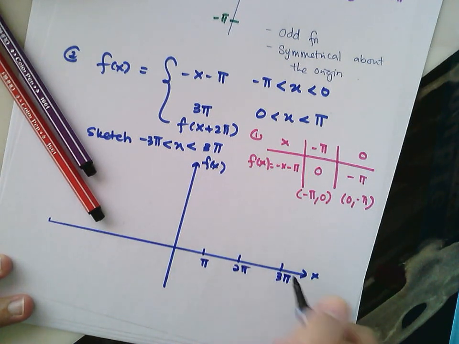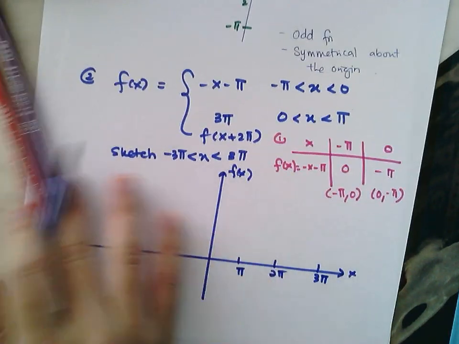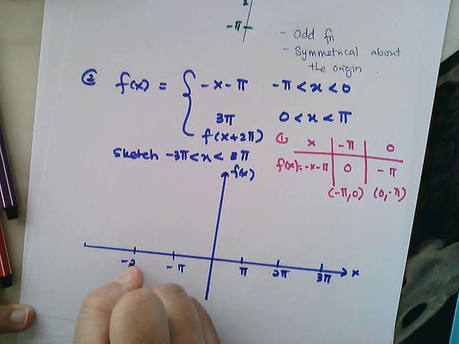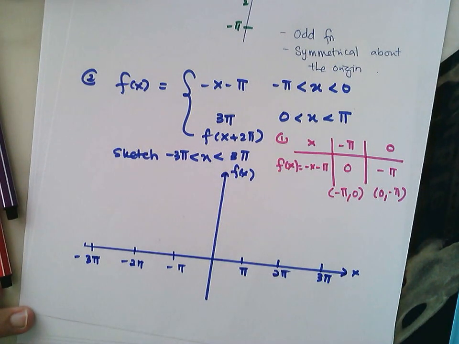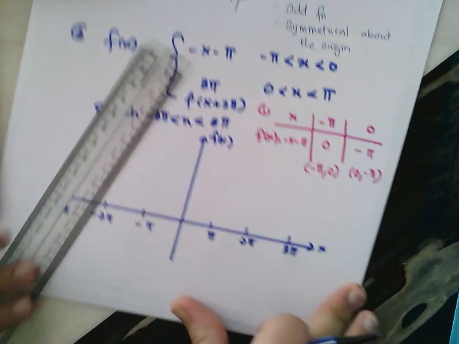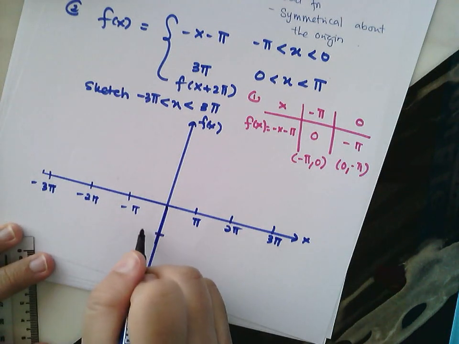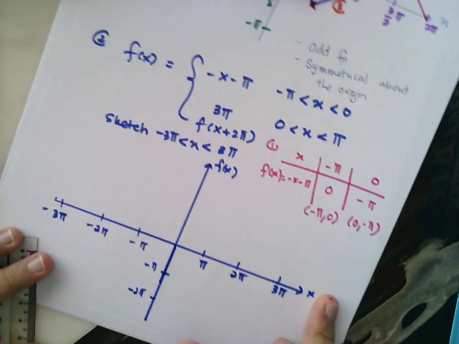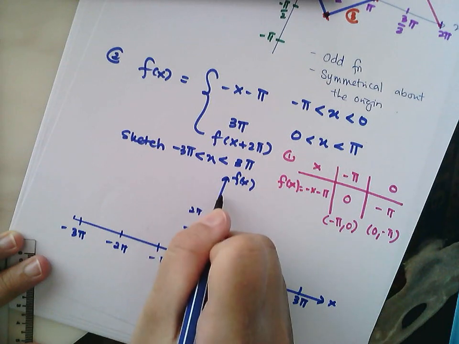Why do I stop at 3? Because you are asked to sketch from negative 3 to 3. Okay, so for your left hand side, you will have negative pi, negative 2 pi, negative 3 pi. And here you have negative pi, negative 2 pi, and for your f(x), you have pi, 2 pi, 3 pi.